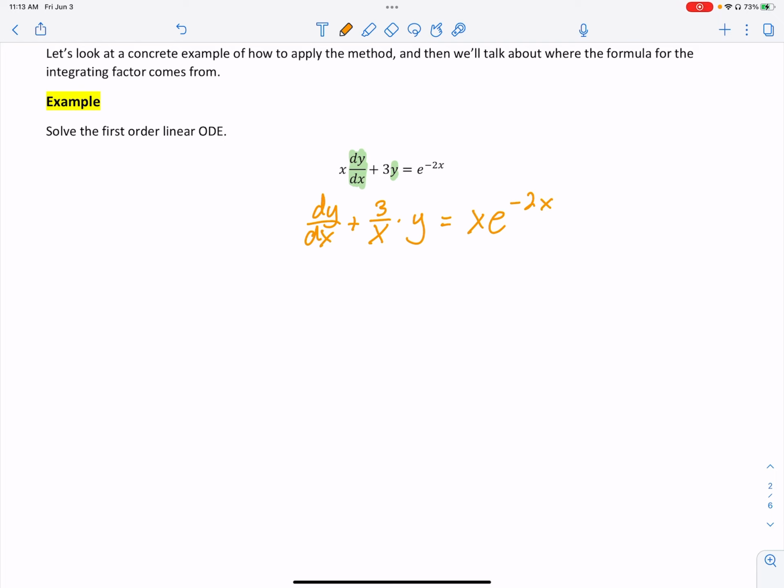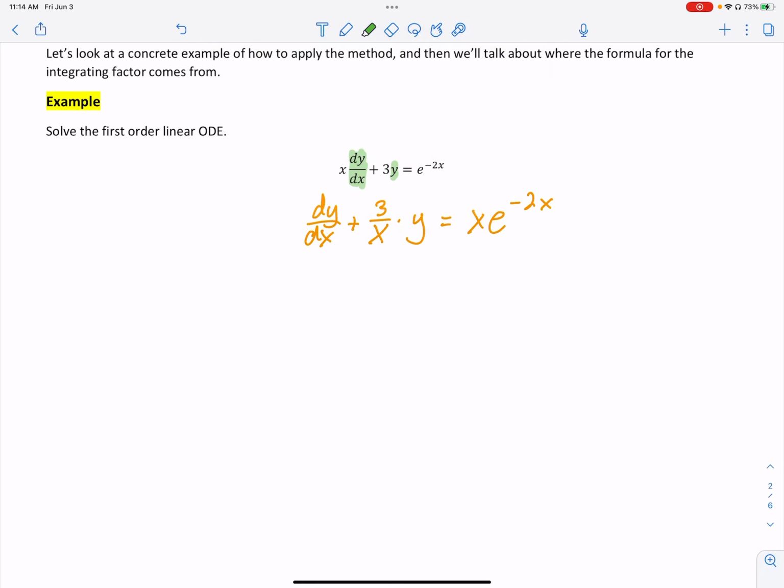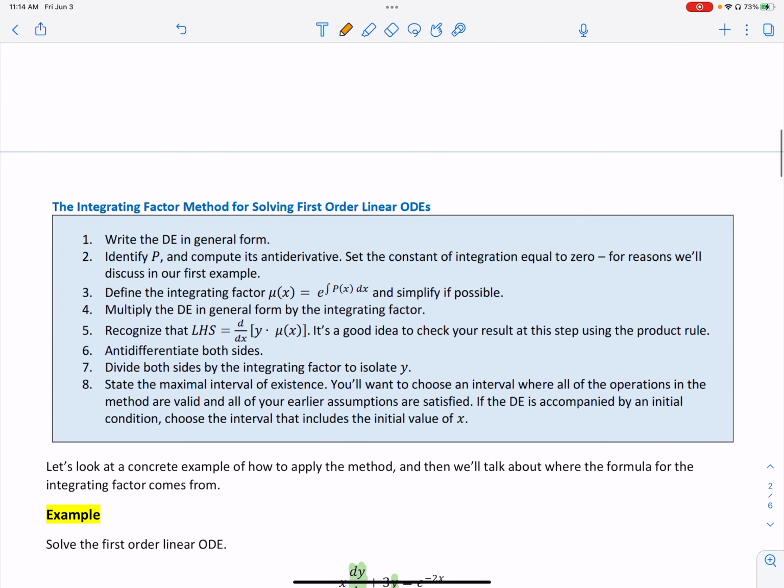We need to identify what they called p. P was the number that was in front of our y. So that is this number right here. So we're going to find what they call mu. It's a Greek letter. It looks like that. All right, let me show you a type of that right here.